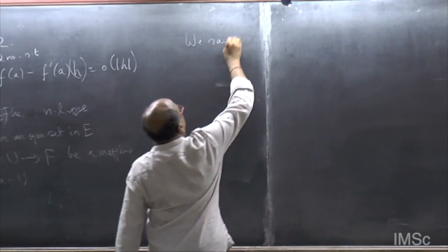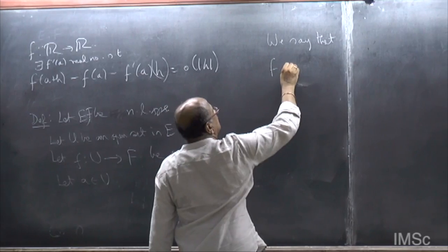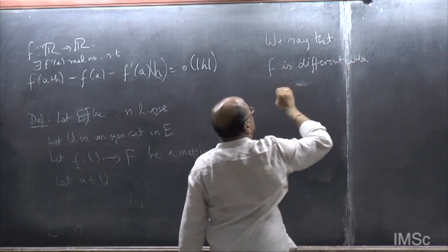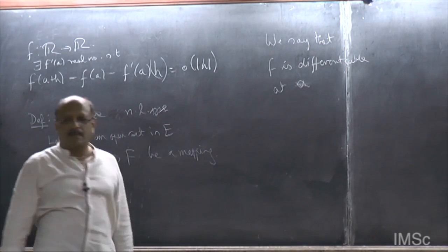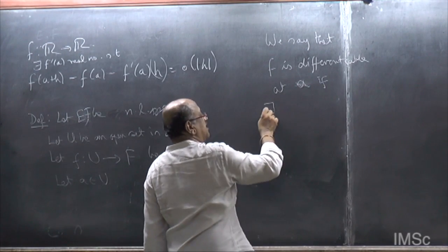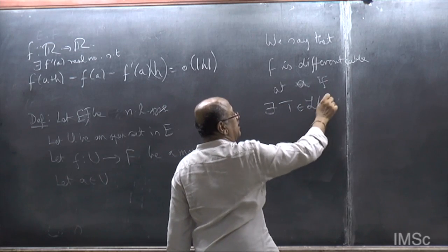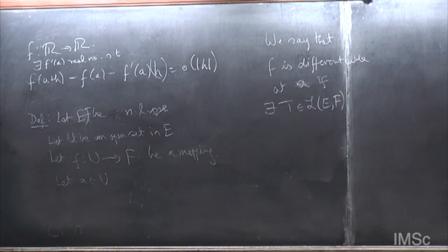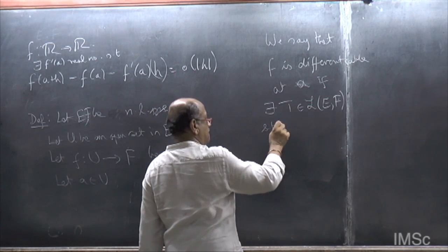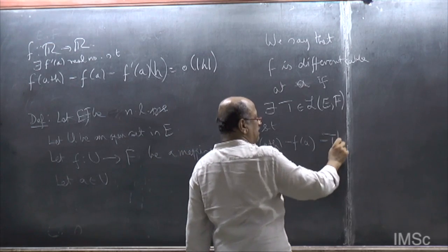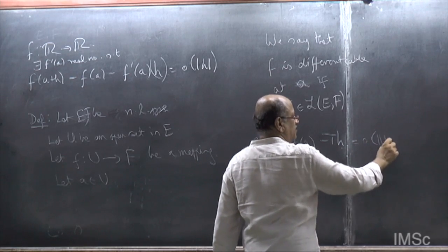We say that f is differentiable at A if there exists a T belonging to L(E,F). That means, if there exists a continuous linear transformation from E to F such that f(A+h) - f(A) - T(h) is little o of norm h.